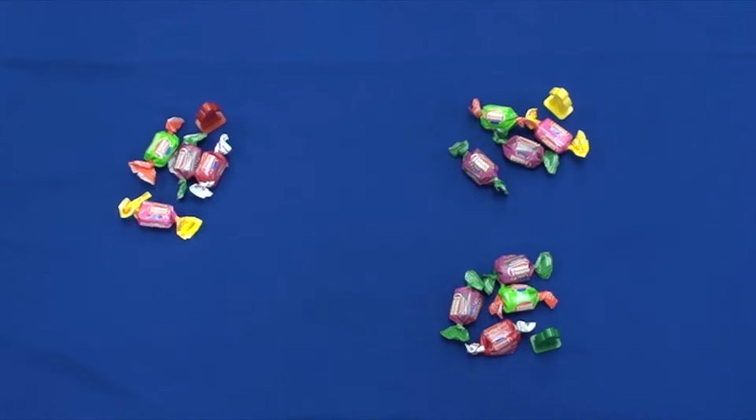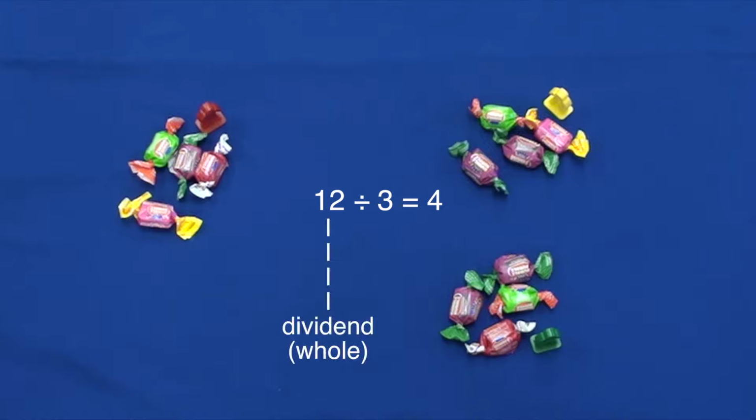12 pieces divided into 3 groups equals 4 pieces. 12 divided by 3 equals 4. In this division sentence, 12 is the dividend, or whole, that we begin with. 3 is the divisor, which tells us how many groups we need to divide our whole into. The answer to a division problem is called the quotient. Our quotient in this problem is 4.